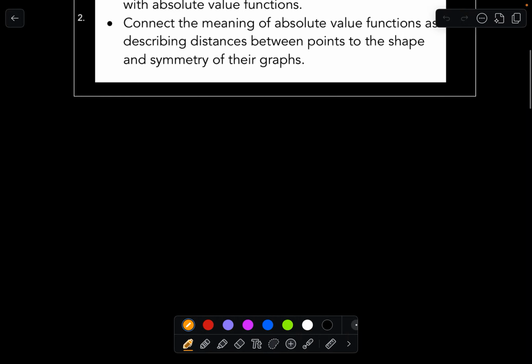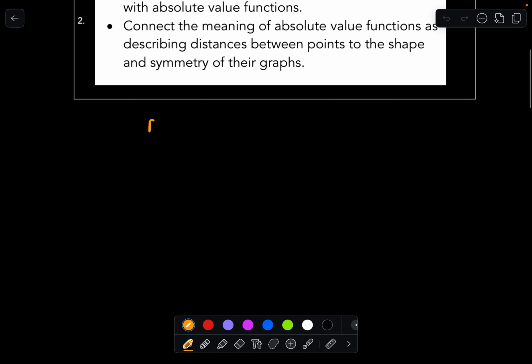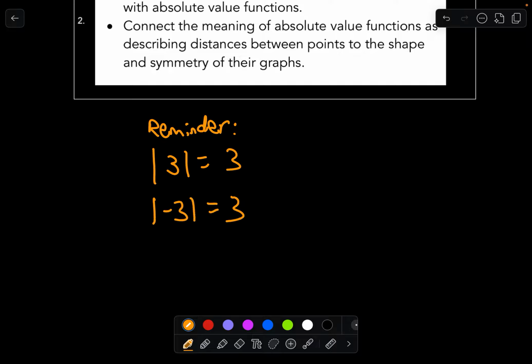All right, just as a quick reminder, what does an absolute value do? The absolute value of 3 is equal to 3. The absolute value of negative 3 is equal to 3. What the absolute value does is it spits out the distance the number on the inside is away from 0.